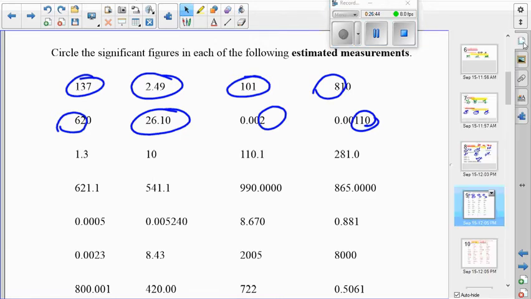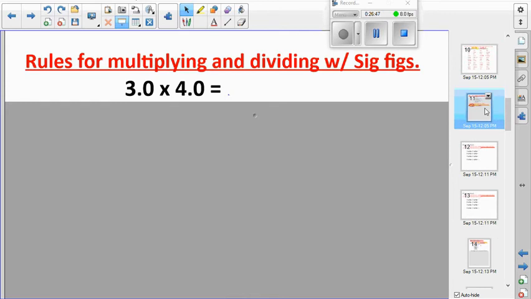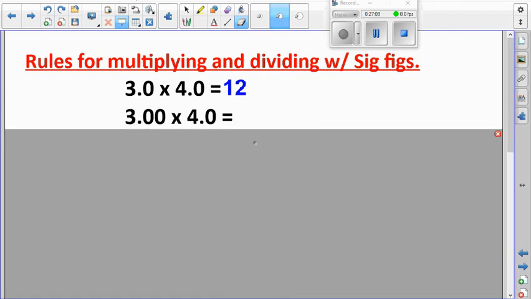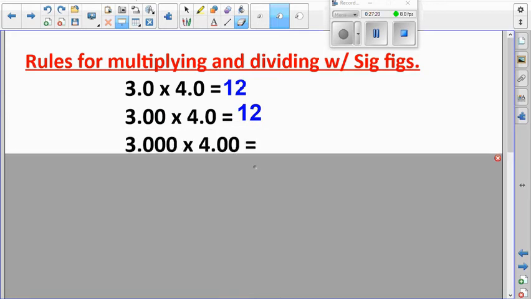Let's go ahead and move on. We're finally about to learn about 3 times 4. Okay. So here's one for you. What's 3.0 times 4.0? It's 12. Feels a little bit better? I still don't understand. What about 3.00 times 4.0? It's 12. Hold that thought. What about 3.000 times 4.00?